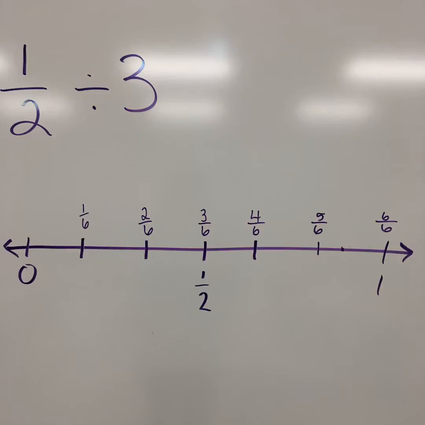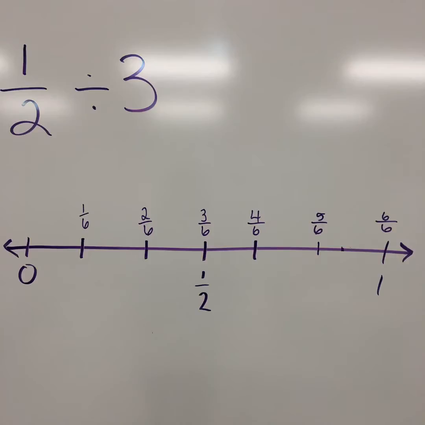Okay, so now what? Now I label my pieces. So each mark represents a part of my whole. So you see where I marked 1/6, 2/6, 3/6, so on and so forth. This is each section of the whole, or each part of the whole.